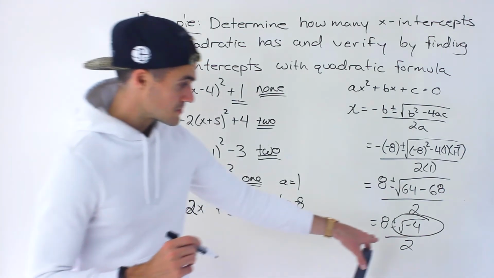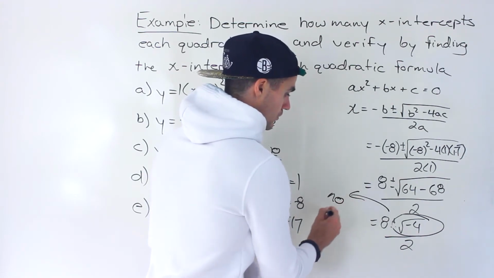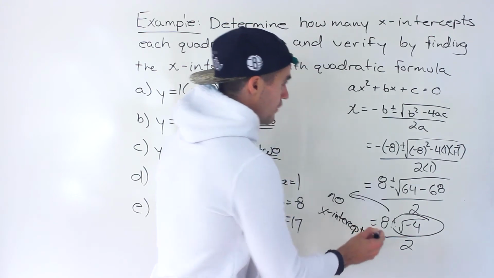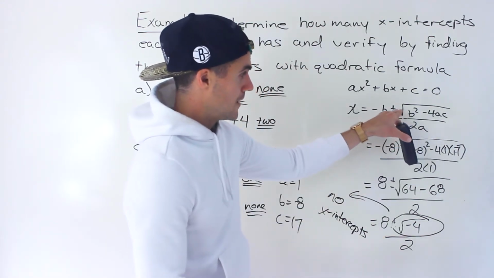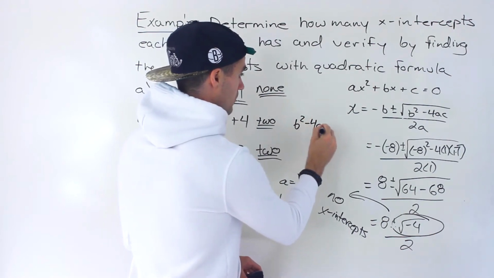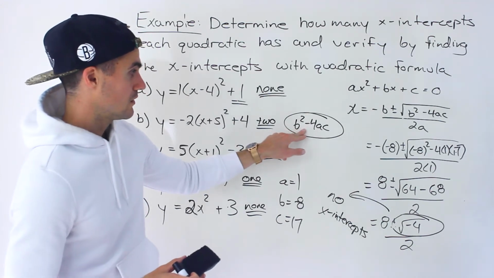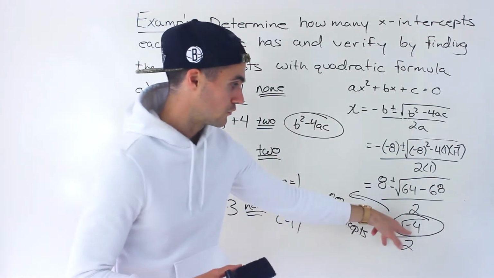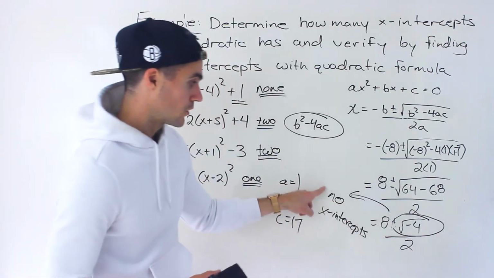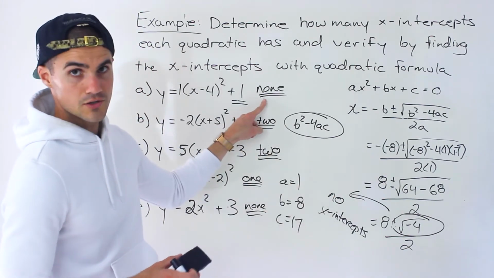And so getting to this point here, we proved that there's going to be no x-intercepts. Whenever this expression, which is called the discriminant, by the way, we will talk about it separately, not in this video, whenever this ends up being a negative, like we got over here, because we can't square root a negative number, there ends up being no solution to this. So there ends up being no x-intercepts.